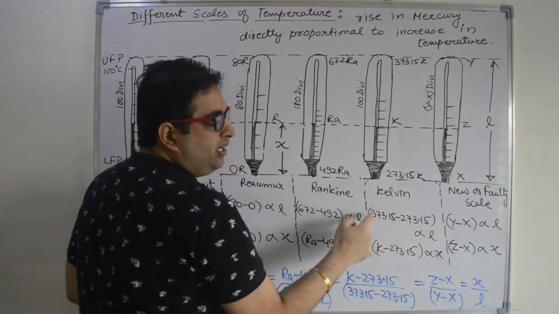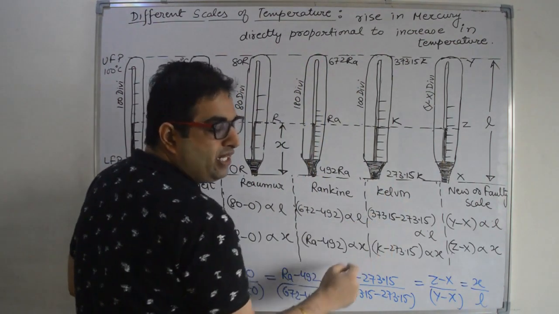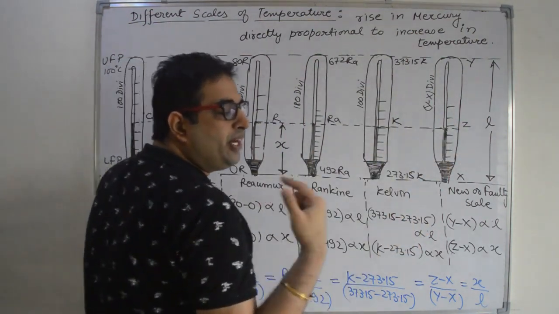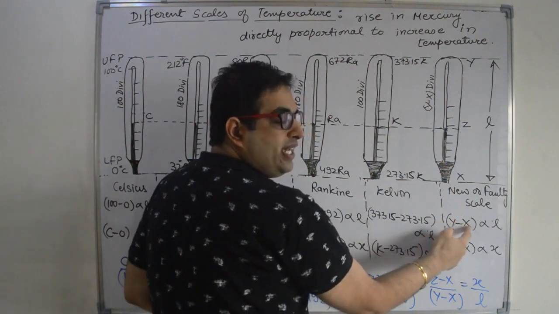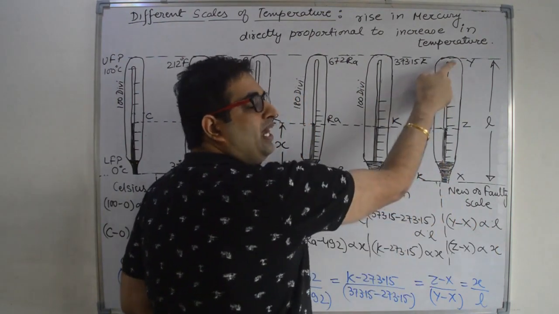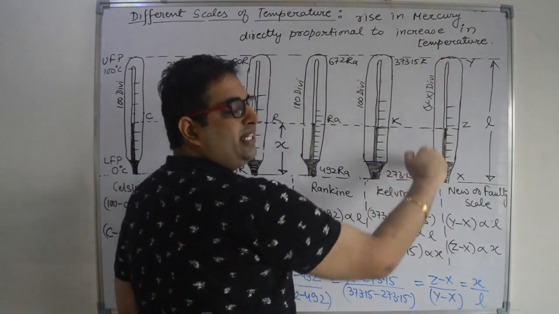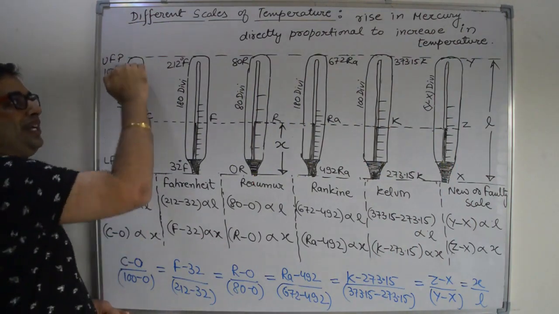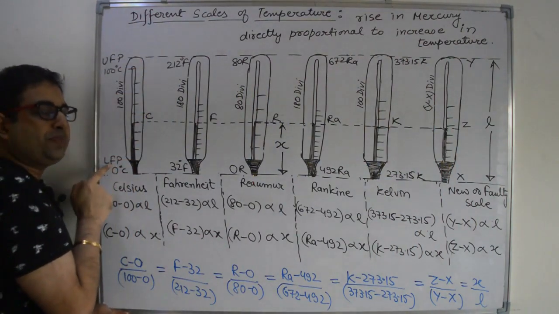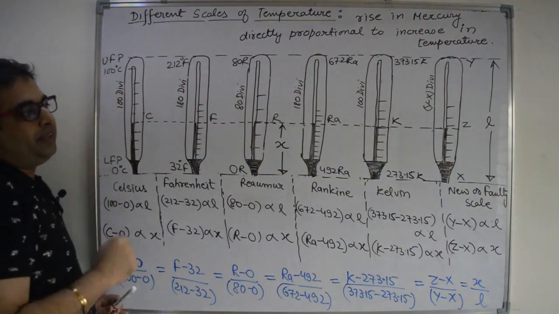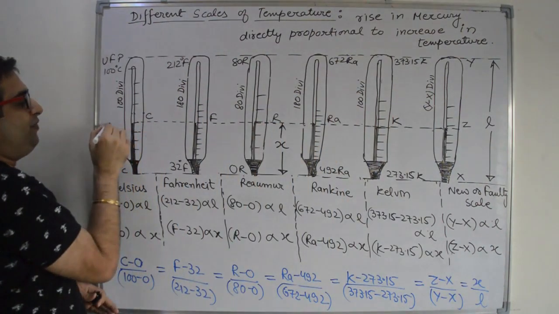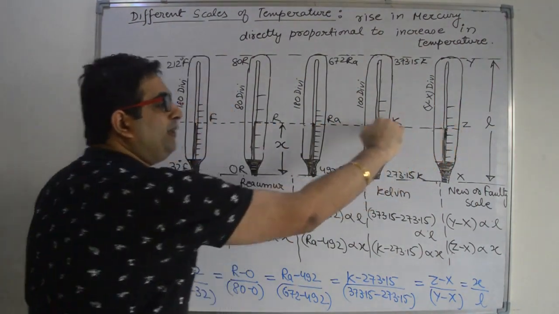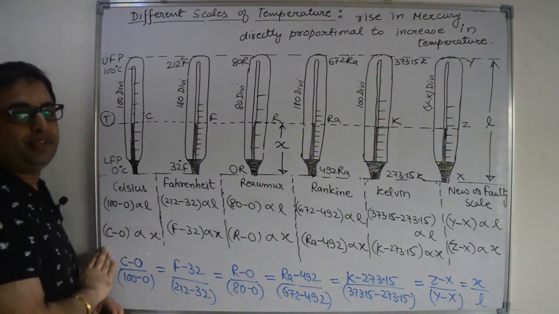In the Kelvin scale, 373.15 minus 273.15 is proportional to this length L. For a new scale, it is Y minus X proportional to L. Y and X, this is the rise in temperature, that is proportional to L. So here L is proportional to the rise in temperature from the lower fixed point to the upper fixed point, right? Now let us suppose we have temperature T. Now all the scales will measure the same temperature T, right?